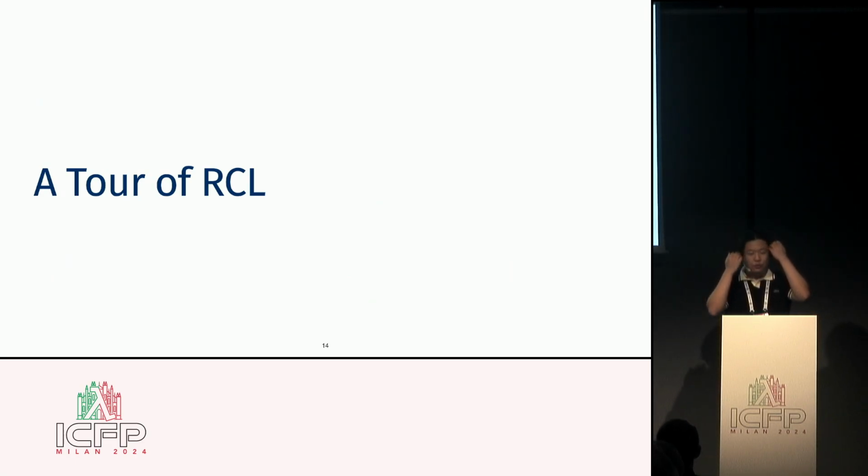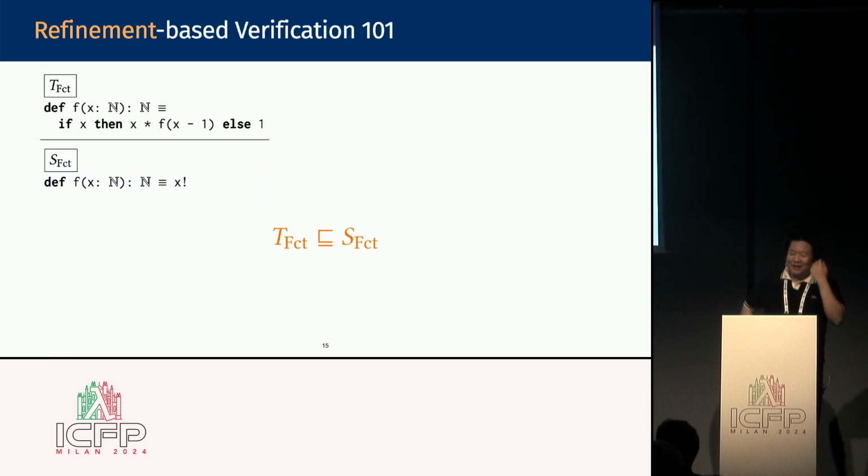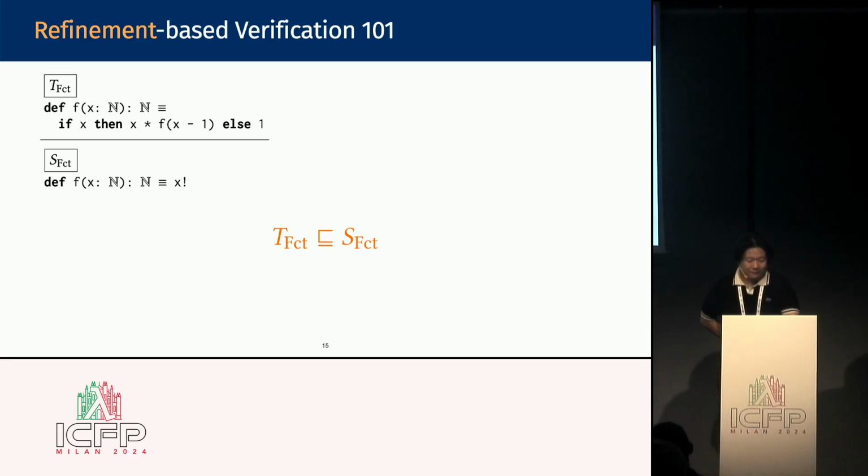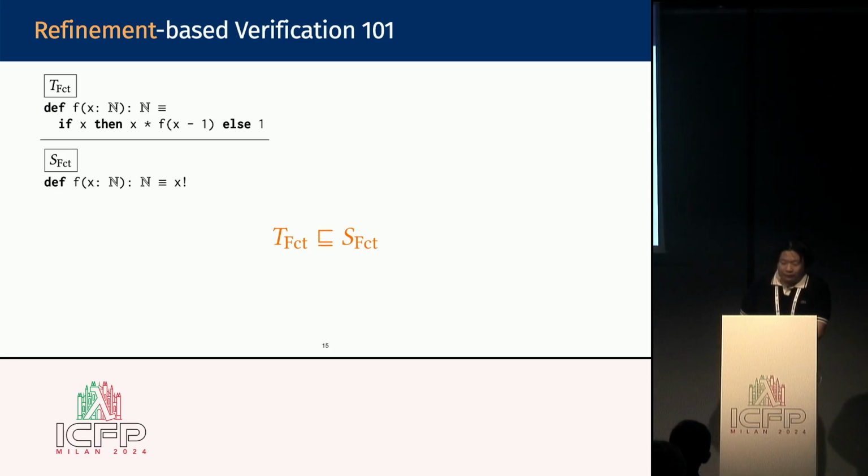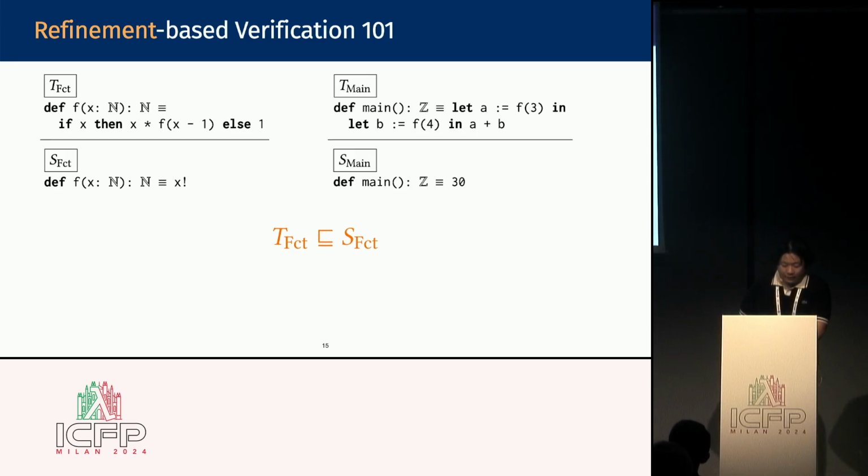Now let us take a brief tour of RCL. To begin with, let us have a slightly deeper look at what refinement-based verification looks like. There is a factorial module that has a single function, f, which computes the factorial of the given argument. Its implementation, tfact, is written in imperative style using recursion.